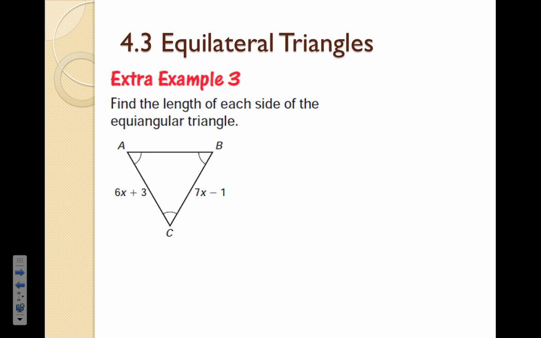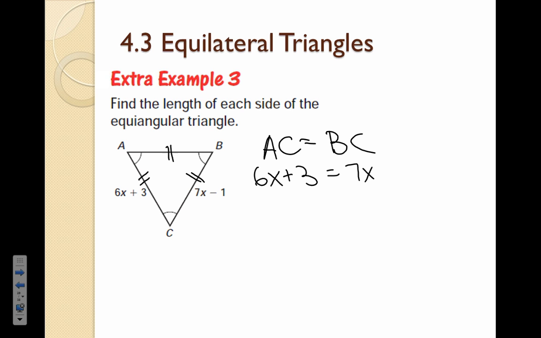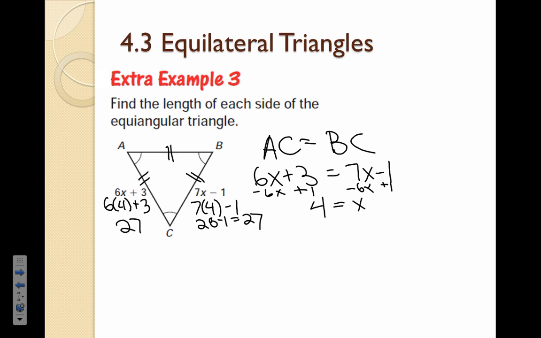So if I've got this triangle, it's equiangular. I know that it's equilateral. So I know AC is equal to BC. So 6x plus 3 equals 7x minus 1. And then I solve for x. Minus 6x. It's x minus 1 equals 3, so x equals 4. So let's check. 6 times 4 plus 3, that's 24 plus 3, that should be 27. 7 times 4 minus 1, that's 28 minus 1 equals 27. So we did find the correct value of x.